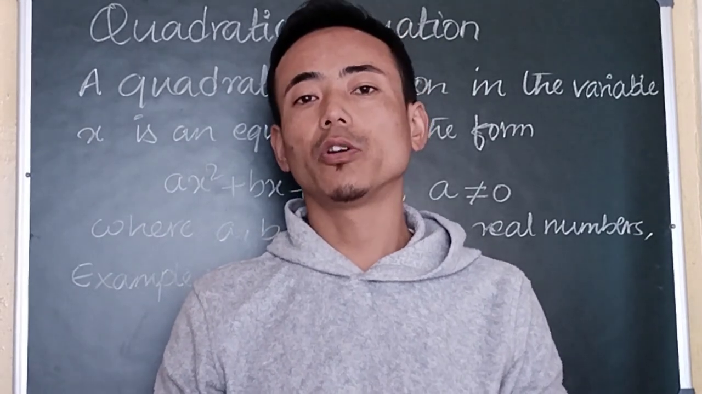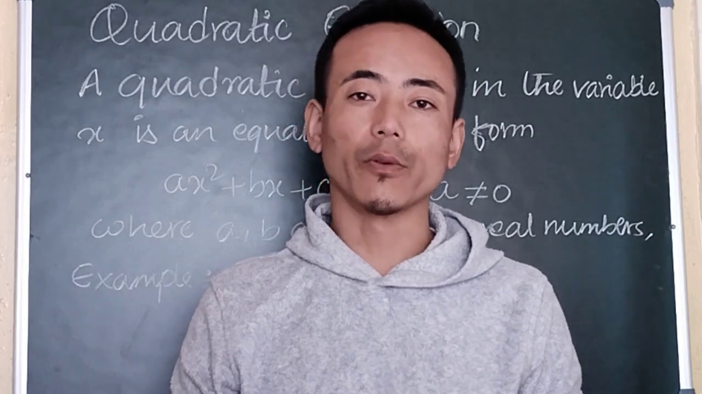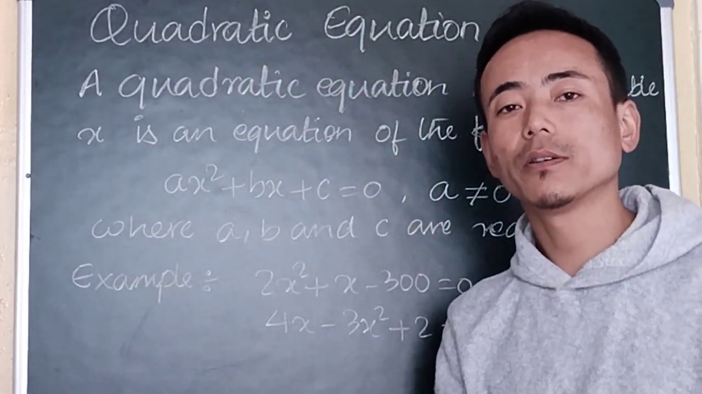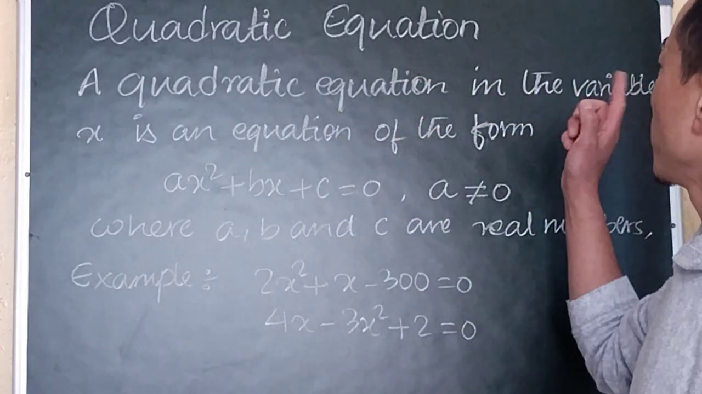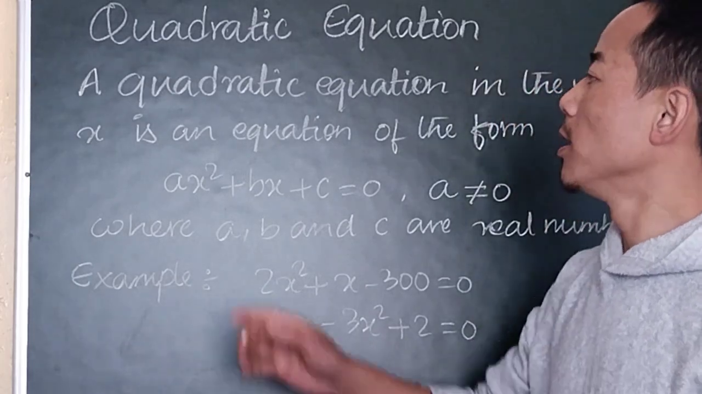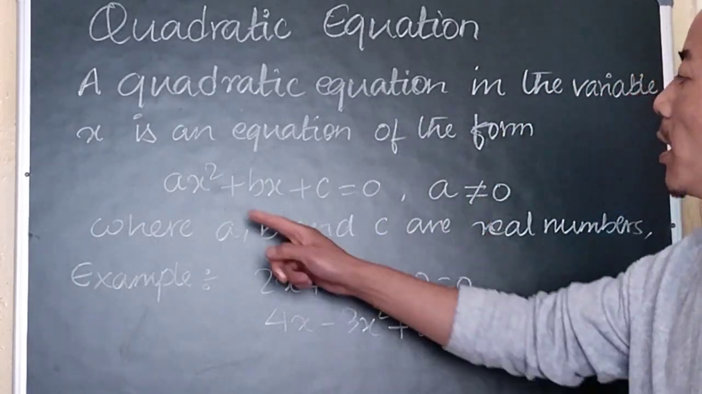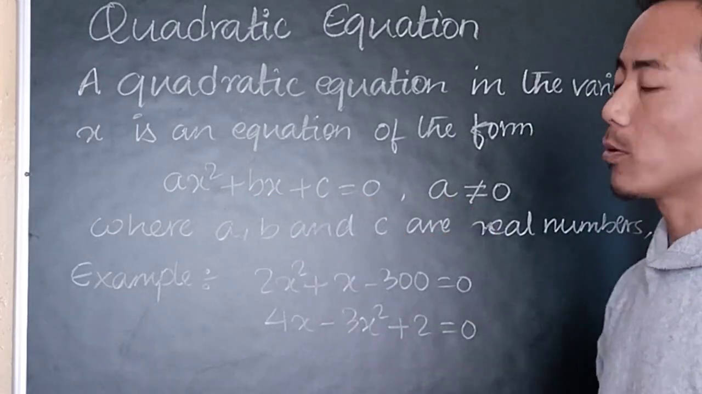Or we can also say a polynomial which has degree 2 is called a quadratic equation. So you can look at the definition, although the definition is not important, but the form of the quadratic equation is important. Alright. So a quadratic equation in the variable x, here the variable that we have taken is x, is an equation of the form ax squared plus bx plus c equals 0. a cannot be equal to 0.